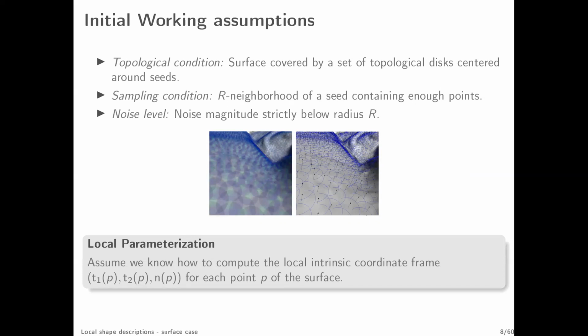And we'll also assume that we know how to compute a local coordinate frame. This is the first two tangent directions and the normal for each point P of the surface. It's actually a huge issue, but I'm not going to go into the details. So we'll assume that we know how to parameterize a point locally. We have the normal, and we know how to compute two directions, which are the principal curvature directions. Does that mean anything to you? Otherwise, just assume we have some way of computing a local frame for each point.